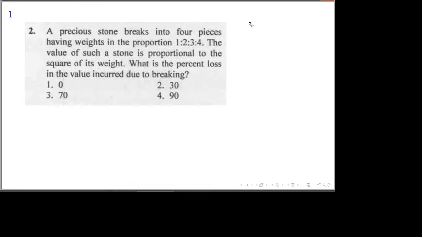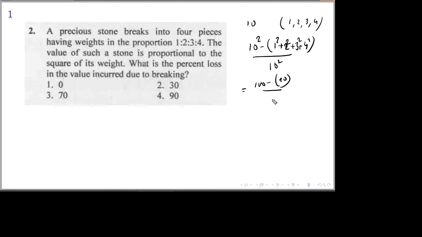So let's say the initial weight is 10 and it breaks into 4 parts: 1, 2, 3, 4. So the initial value is proportional to 10 squared. The final value is proportional to the sum of the squares. The percentage loss is just the difference divided by the original value. So 100 minus, 1 plus 4 is 5, plus 9 is 14, plus 16 is 30. So that's about 70 by 100. So the percentage loss is 70%. Okay.